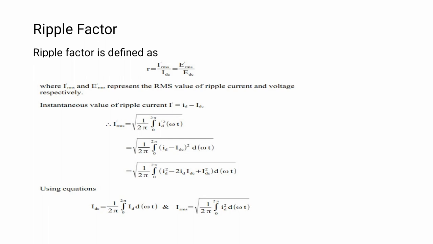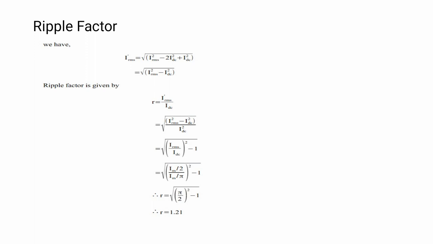So this is root over of 1 by 2π ∫ from 0 to 2π of i'_D² dωt, and by putting the values and using the last equations for I_DC and I_RMS, we have I'_RMS equal to root over of I²_RMS minus I²_DC. By calculating this, we have r equal to 1.21. This shows that the RMS value of the ripple component exceeds the DC component at the output of the half-wave rectifier. Thus, the half-wave rectifier is a relatively poor device for converting AC to DC.